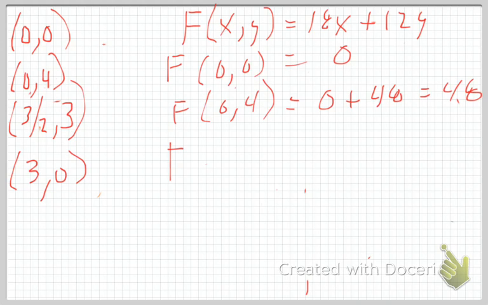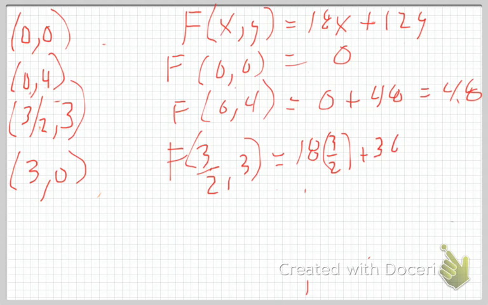Next one's going to be f of 3/2, comma 3. So, alright, this is going to be 18 times 3/2 plus 3 times 12, which is, of course, 36. This gives us 9 times 3, which is 27. 27 plus 36 is going to be 63.